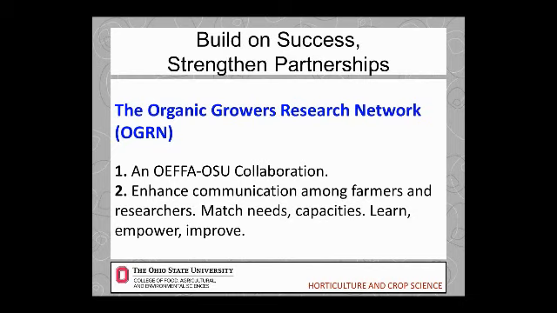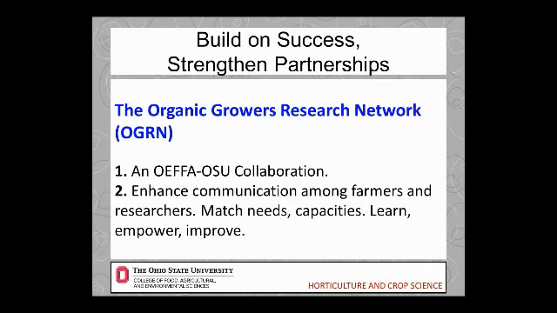And this is an OFA-OSU collaboration. The purpose of this collaboration is to enhance our communication, to match our respective needs with our respective capacities, because farmers and researchers have different capacities, and when they're combined, it can be a much more powerful relationship than operating individually. When we combine those capacities, we're very much in a position to learn from each other. We're very much in a position to empower each other.